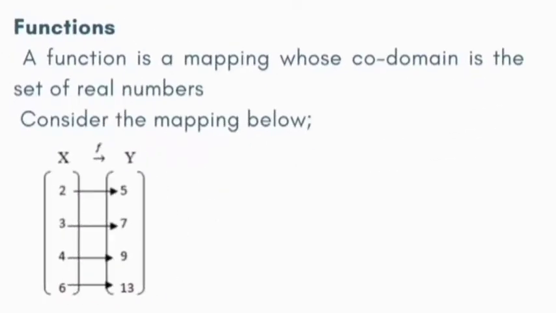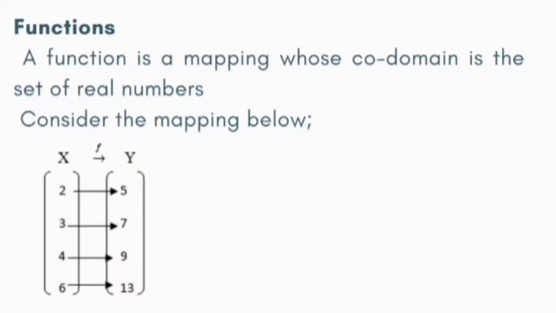Functions. What is a function? A function is a mapping whose codomain is a set of real numbers. What are real numbers? Real numbers are positive and negative numbers. The numbers include integers, rational numbers, and irrational numbers.